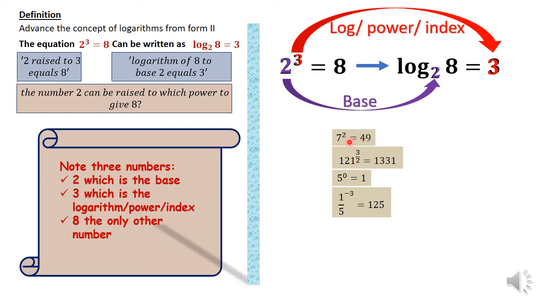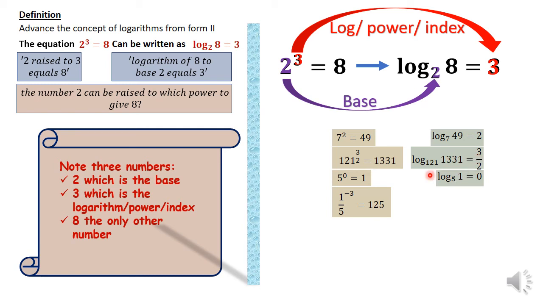So, from what we have said, 7 is the base, 2 is the power. That means we're just going to write log of the only other number, that is 49, to the base 7 is 2. That 2 is a logarithm. And there you have it. The next question, you have 101 raised to the power 3 over 2 is 1331. Therefore, it means log of 1331. The base is 101. The logarithm, which is now the power, is 3 over 2. And therefore, it appears like this.